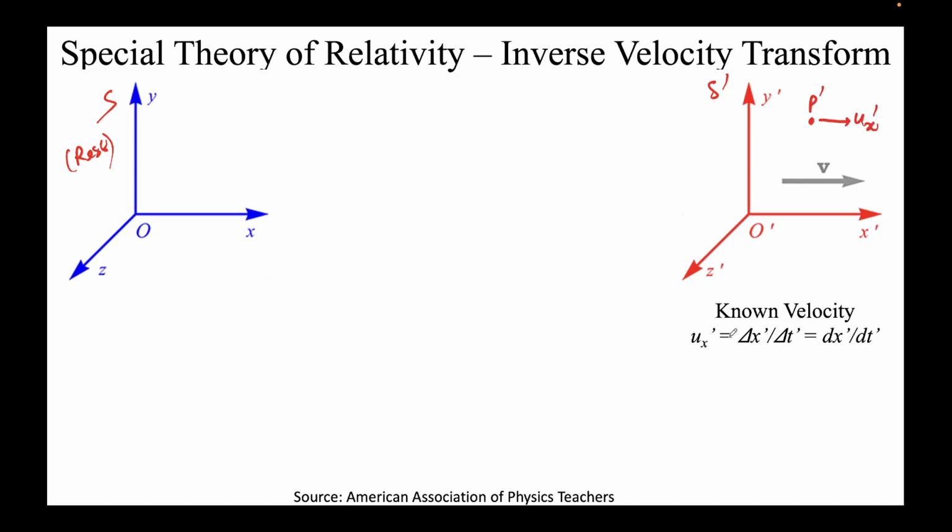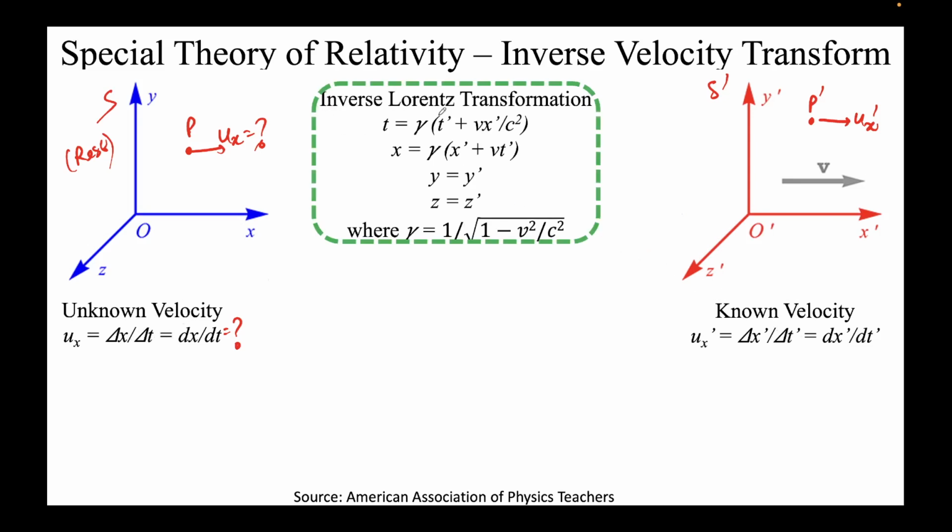So we know this velocity, but we are interested in finding the velocity for the same particle p. What is the velocity ux here? So we are interested in finding this entity. How do we find ux from ux prime? We can write ux as delta x over delta t, and if we obtain delta x and delta t, we already know delta x prime and delta t prime. We know everything about this frame. So how do we obtain delta x and delta t from the prime entities?